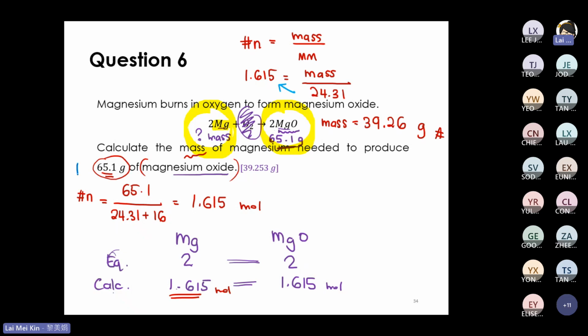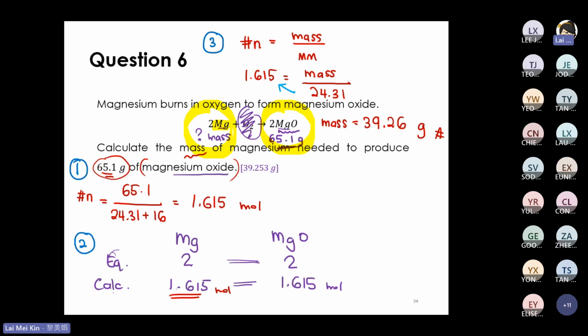Okay, so let me label. First, you calculate the number of mole of magnesium oxide. Second, compare with the equation, the stoichiometry. And third, you solve the question. Okay, all right, anything you want to clarify?